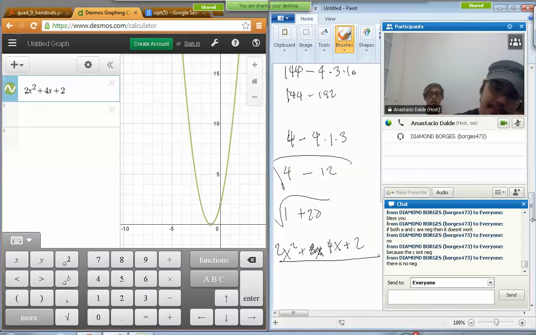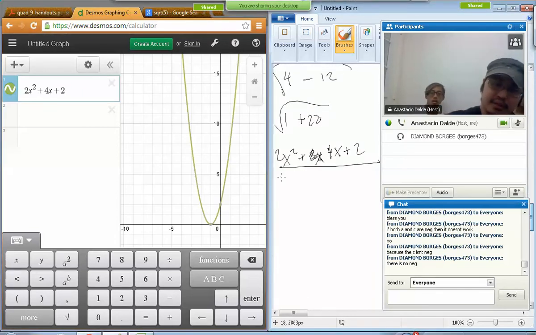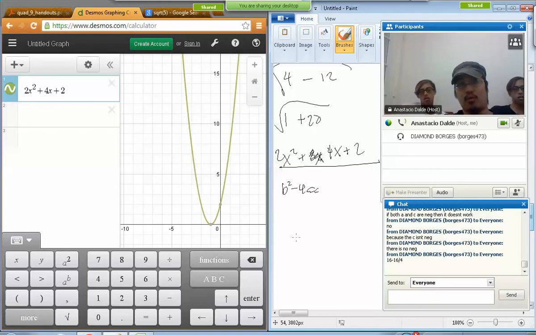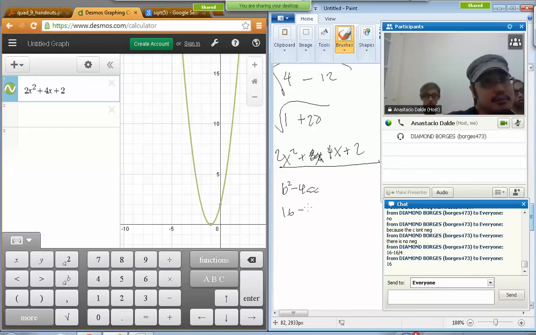Look at this. B squared minus 4AC. That's just looking at the discriminant. That's not looking at the whole quadratic equation. If this number, whatever we get, is a positive number, we're going to have two answers, right? If it's a negative number, we're going to have no answers. What is b squared? That's 16, right? Minus 4 times 2 times 2. What's 4 times 2 times 2? 16. So it's going to be the square root of 0.